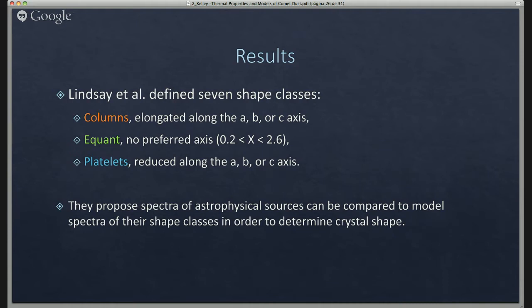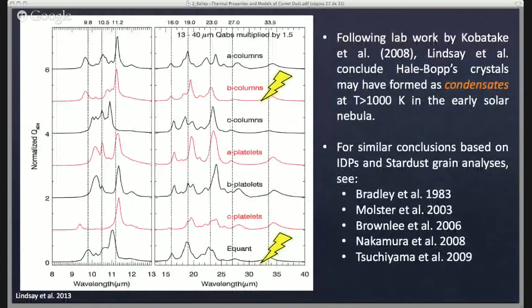given these classes, you can compare them to spectra of astrophysical sources and determine the most likely shape in that source. For Hale-Bopp, they found that the resonance locations matched the columns or the equant classes, most columns with preference along the crystallographic B-axis. But anyway, these 2 classes were most similar to the Hale-Bopp spectrum, at least in the locations of those resonances, the relative strengths, and also their shapes. And they conclude that that is an indication that Hale-Bopp's magnesium-rich crystals formed as condensates in the early solar nebula.